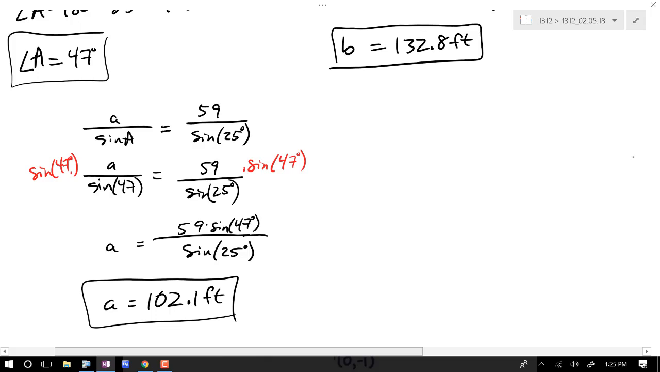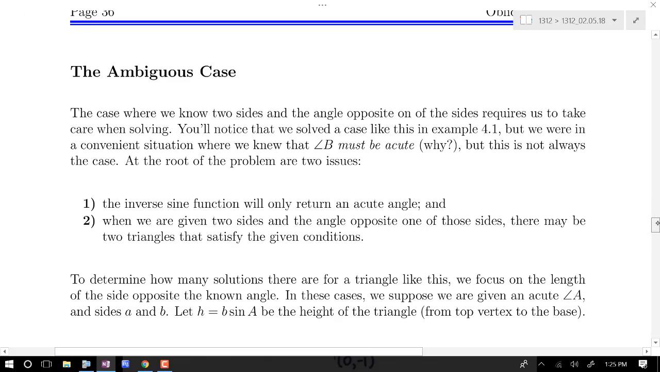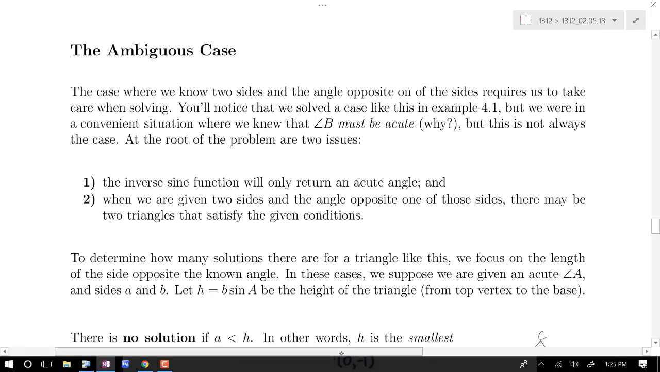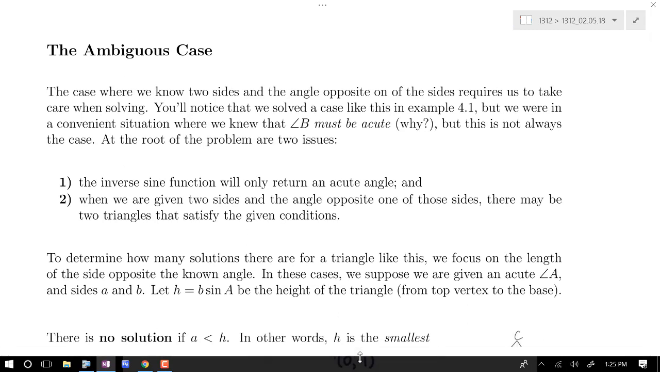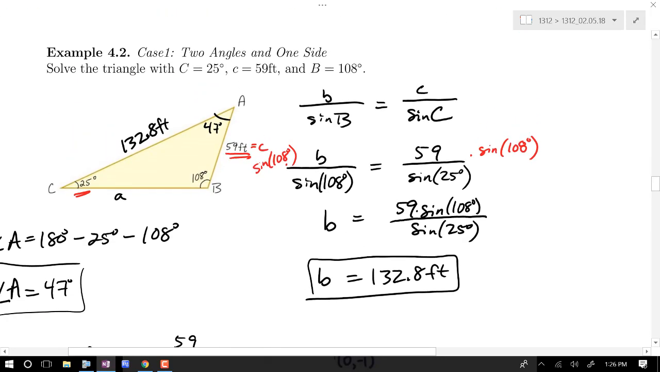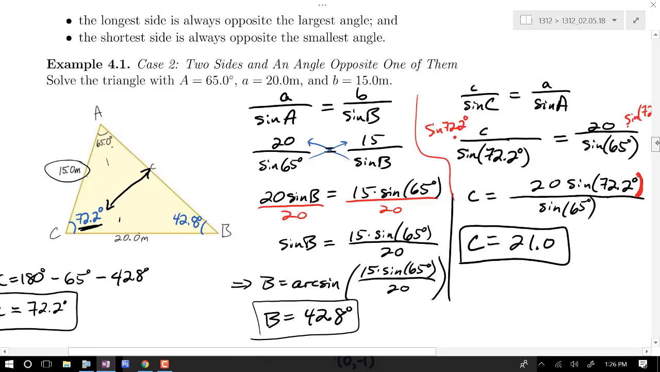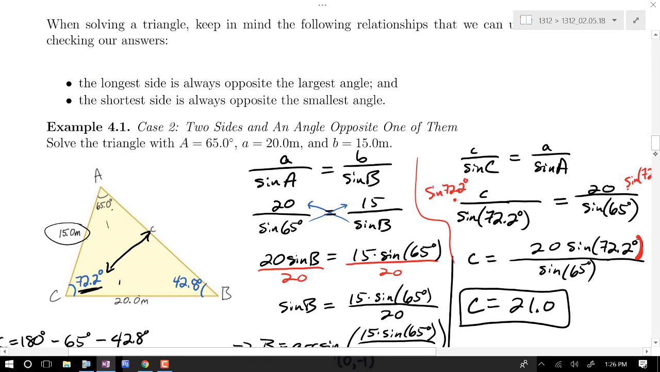All right, so now this is the fun part when working with the law of sines. There is a scenario that is ambiguous. Sometimes they could give us information that might define two triangles. They might give us information that could not possibly define any triangle at all. And this is the case where we know two sides and the angle opposite one of them. I think we called that case 2. This one here, two sides and the angle opposite one of them.